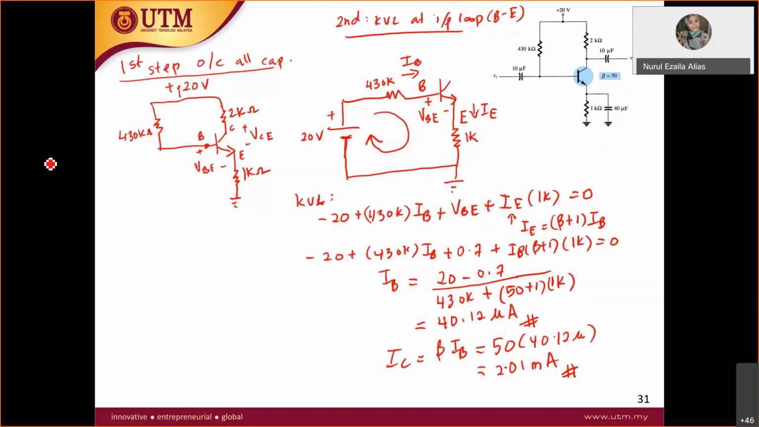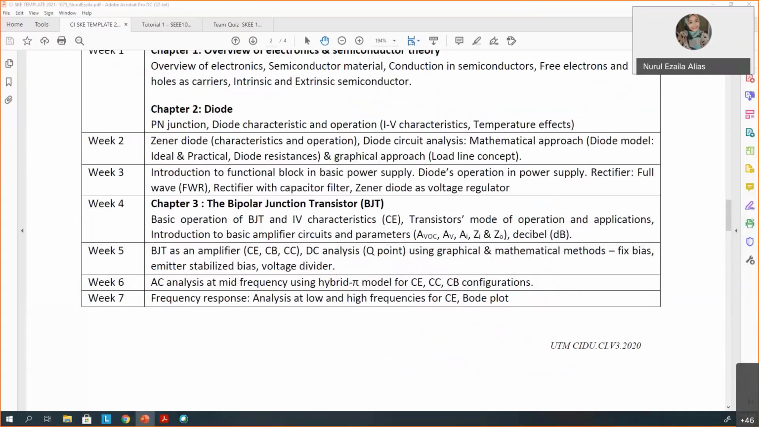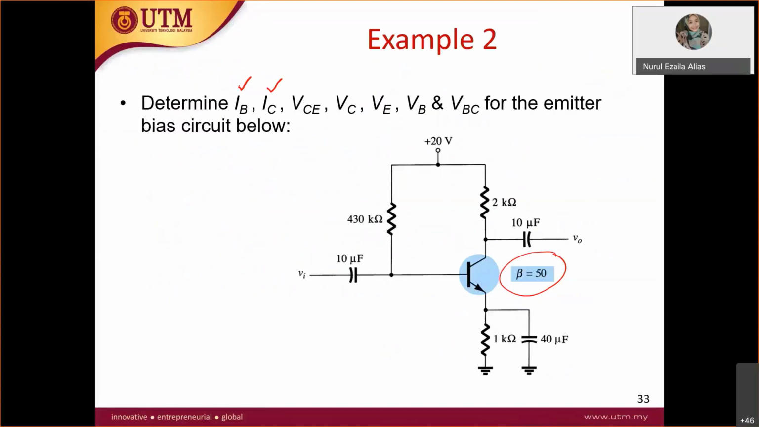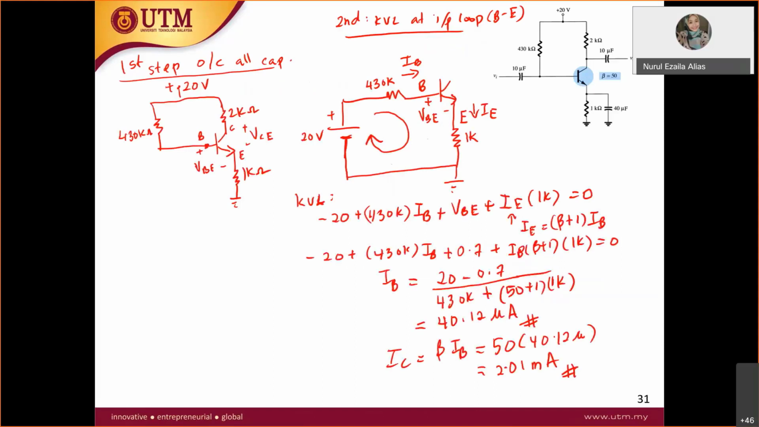Okay, let's take a look at the output loop. All right, so I will add another slide here. Next part is to find the VCE and also VC and the rest. This part is actually from the output loop. The output loop is from collector to emitter, from the collector node to ground to the emitter. So let's draw the circuit.